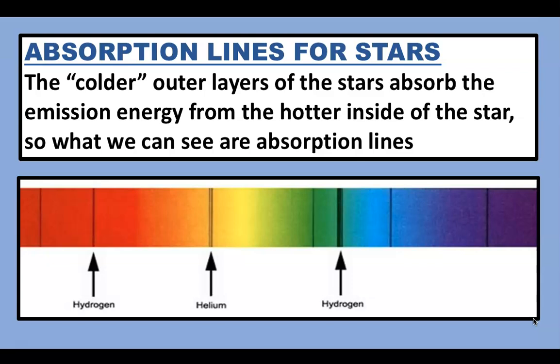So these absorption lines, again for stars, the colder outer layer of the stars absorbs the energy from the hotter inside of the star, so we can see the absorption lines. So it's those lines that matter. Those direct, definitive lines are what help us identify one element from another element. That's our goal, identifying an unknown. That's what we want to do.